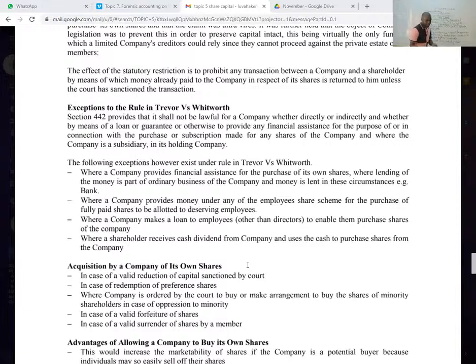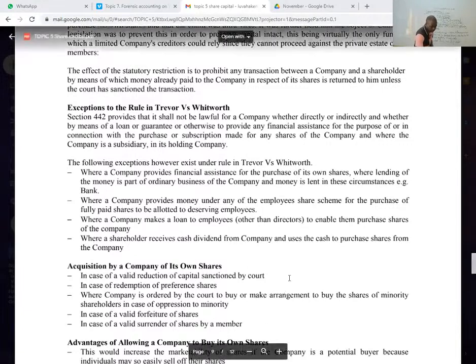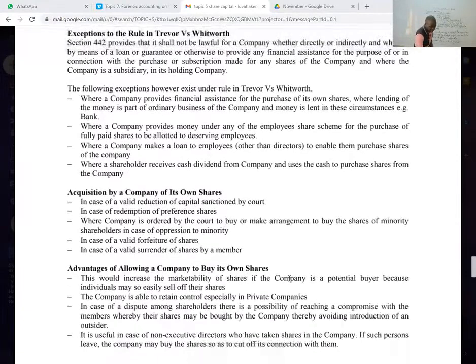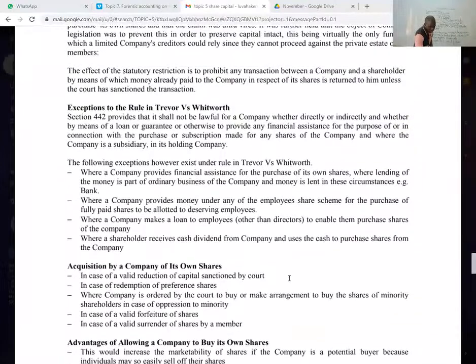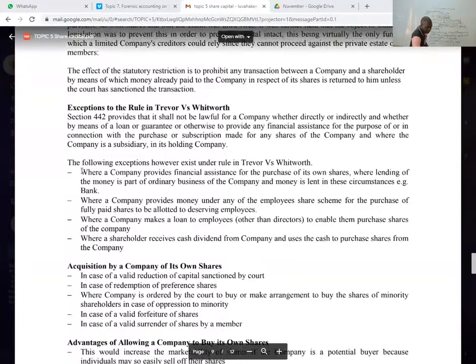So they have been categorized into two. Where the company directly purchases or finances the purchase, like those first ones, is where the company is financing another person, exceptions where it can finance. And then these ones is where the company can directly purchase.